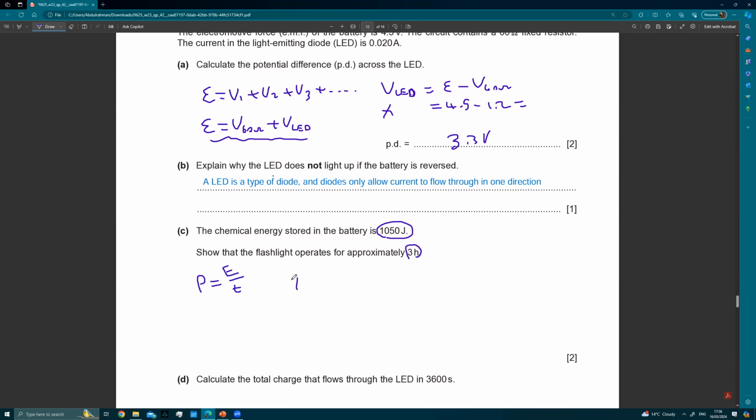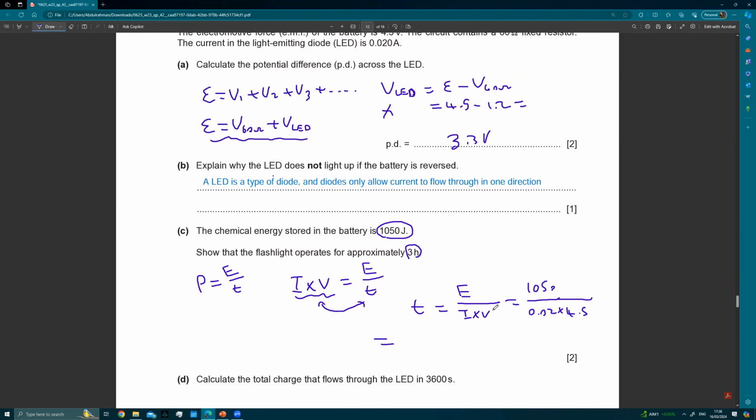But remember that power is the same thing as current times voltage, because it hasn't given you the power in the question, but it has given you the current and voltage. So current times voltage is equal to the energy over the time. Therefore, if I want to make time the subject, I could just switch these two around. So time is equal to energy over the power, which is current times voltage. The energy is 1050. The current is the same everywhere. It's just 0.02. And the voltage, in this case, will be the EMF of the circuit, the total voltage, which was 4.5. Do this, and you're going to get your time in seconds.